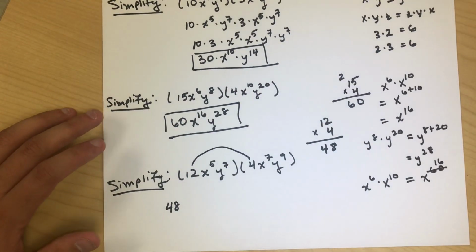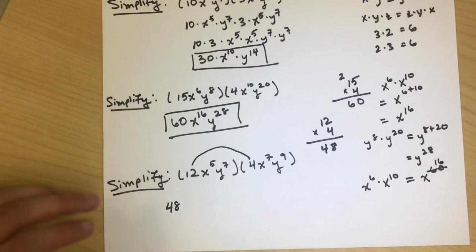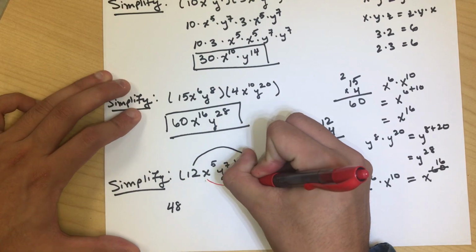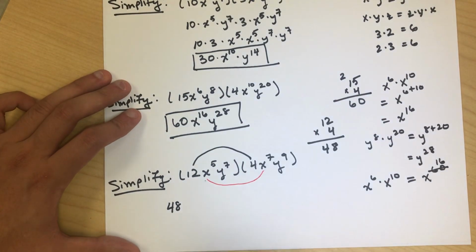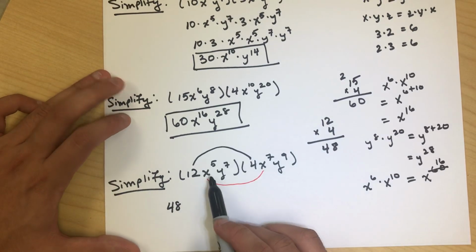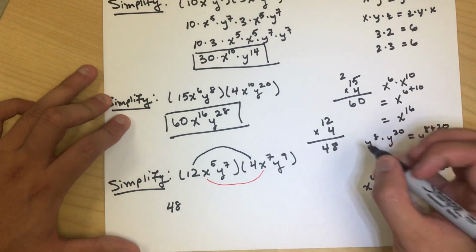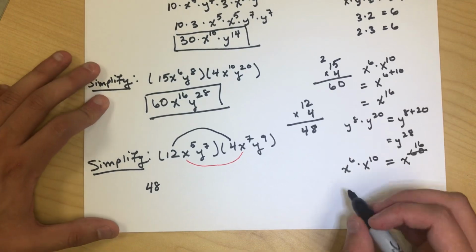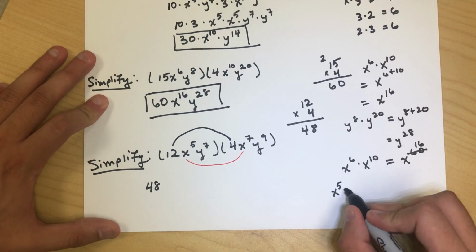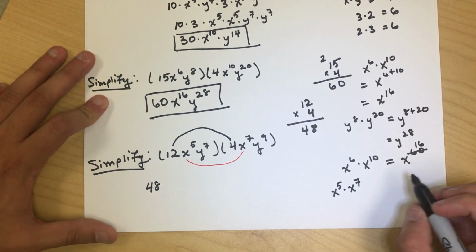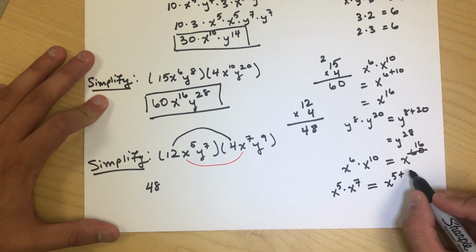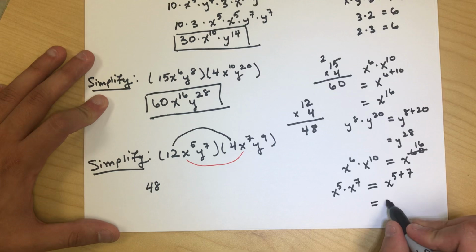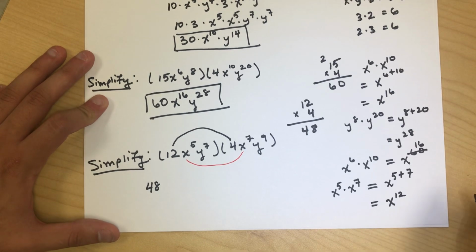Okay, so now maybe we can look at these next two down here. The more comfortable you are with this, the more you can just jump around and multiply them. Now we have x to the 5th times x to the 7th, which is going to be equal to x to the 5 plus 7, which is just going to be x to the 12.